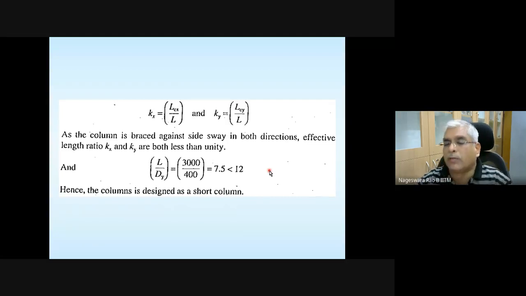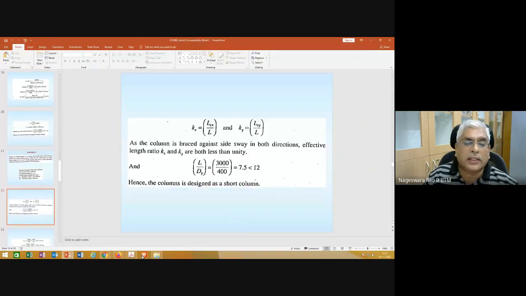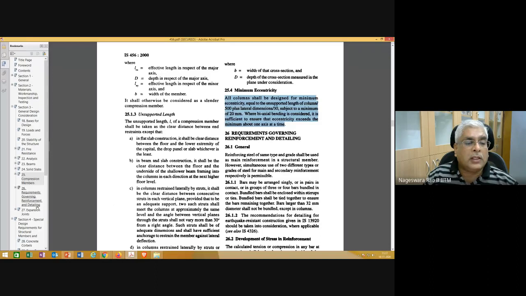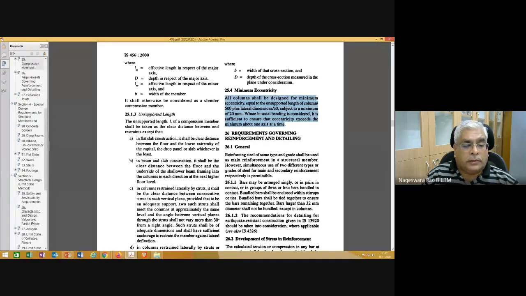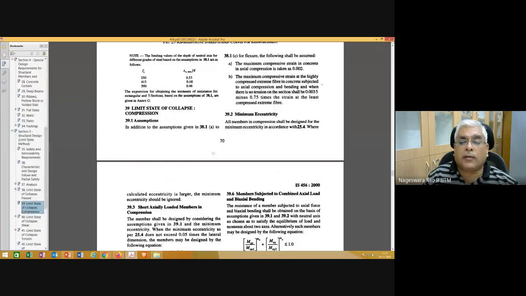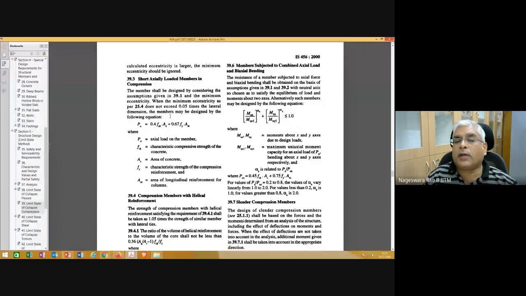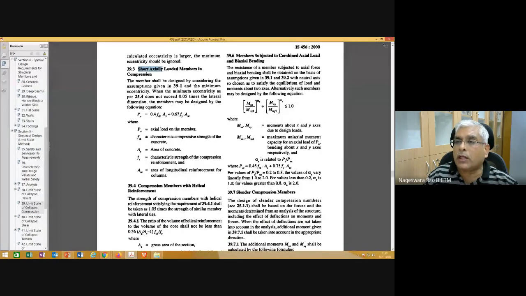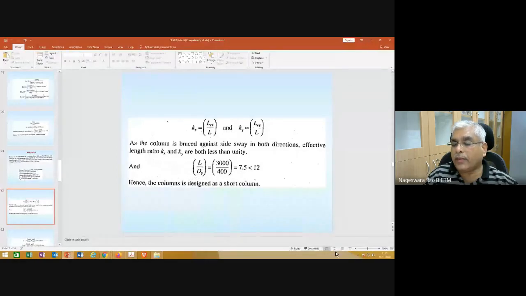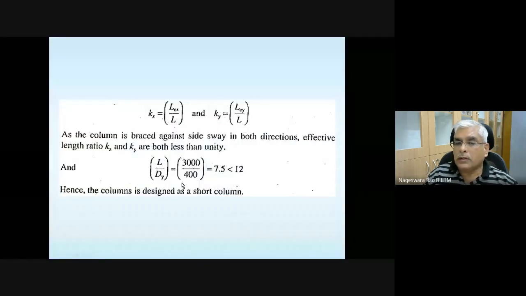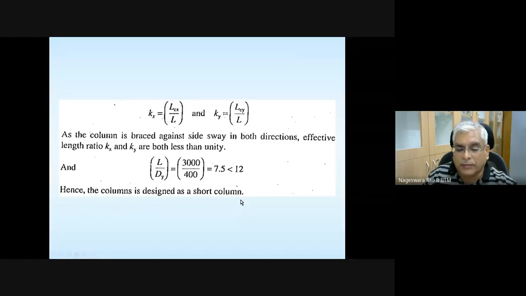Please note that whatever procedure for the design we are going to discuss, it is only applicable for short columns, short axially loaded columns. So this is what we are limiting ourselves to: short axially loaded members. So before we proceed further, we need to make sure the column is short. That's why this check is made.